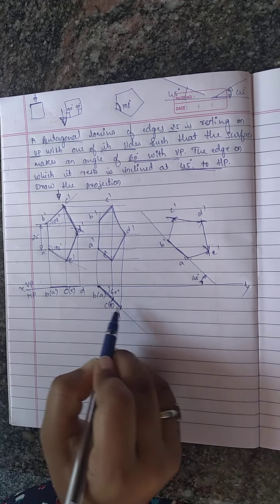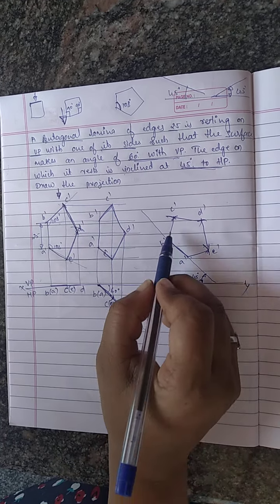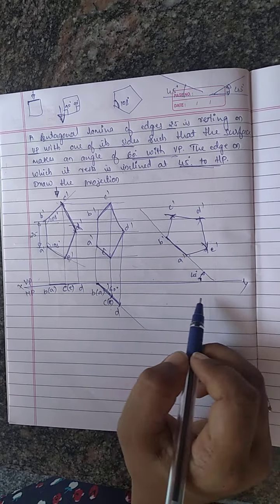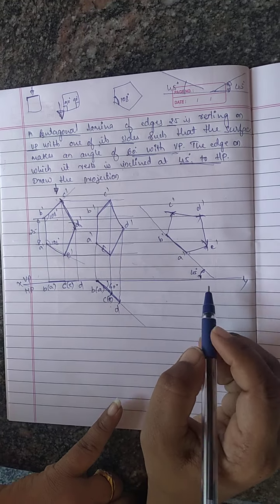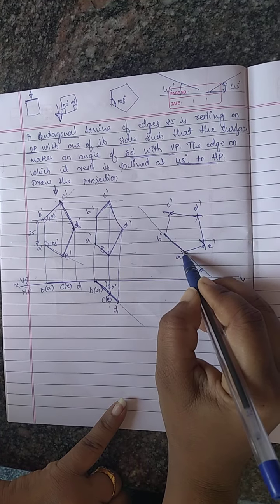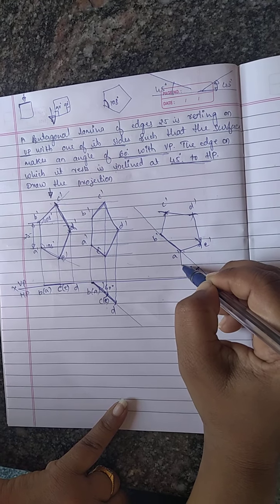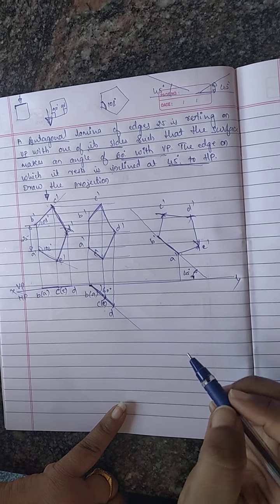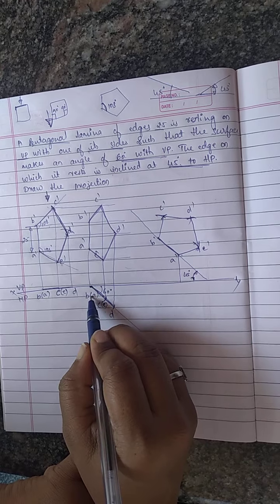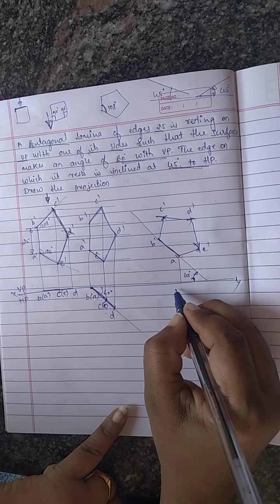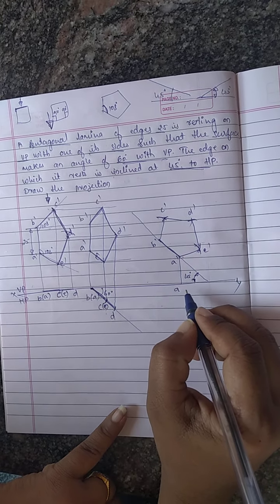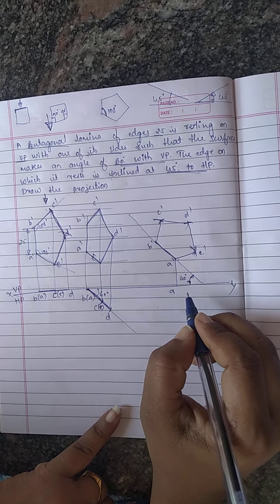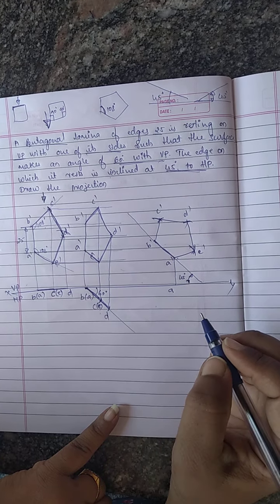So now we have to draw the top view. How to draw the top view? Just by joining the projection lines, horizontal and vertical projection lines. So here is the A dash. Draw the vertical line from A dash. A is on the XY line, so this will be A. In HP we don't write the dash, only the notations are written.